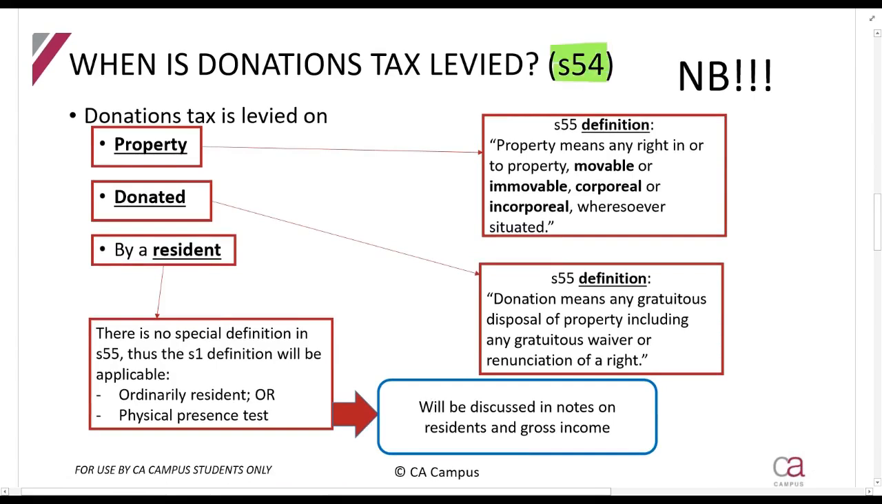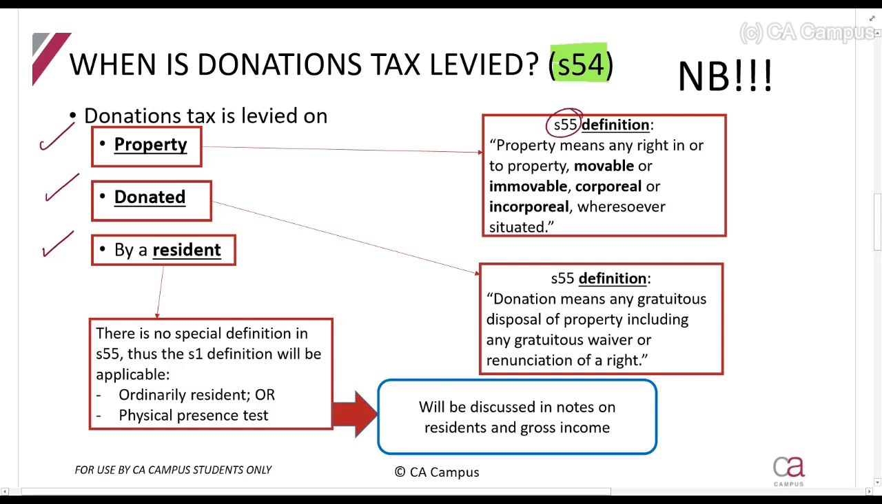Section 54 tells us when to do this. So guys, if these three requirements are met, there is donations tax. There must be donations tax if there is property that has been donated by a resident of South Africa. So, quickly let's talk about it.